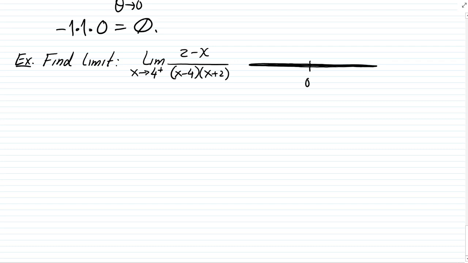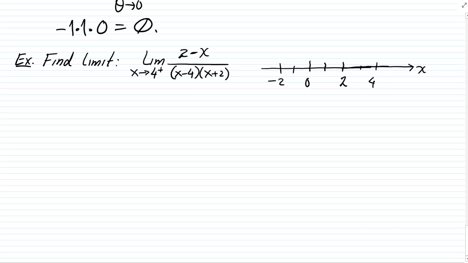Here's my reference 0. Now we're going to look at the numbers that make each factor 0, in the numerator and in the denominator. So what makes the numerator of this fraction 0? 2 minus what is 0? 2 minus 2, correct? So here's 2. What makes the factor x plus 2 0? A negative 2, correct? So I'm just going to put negative 2 here. And then what makes x minus 4 0? A 4, doesn't it? So on the number line, here's 4.